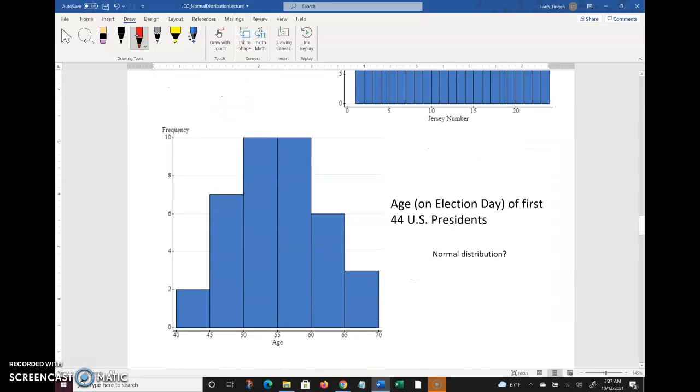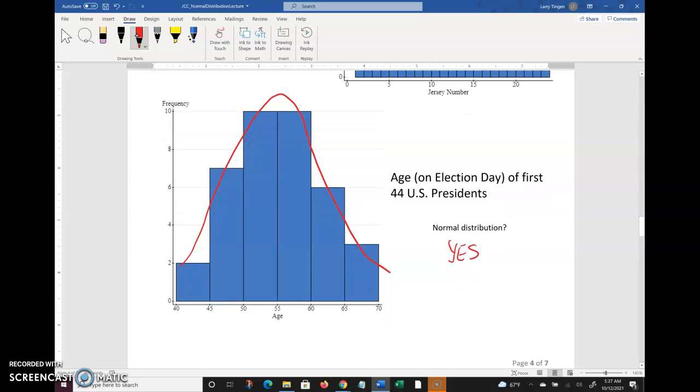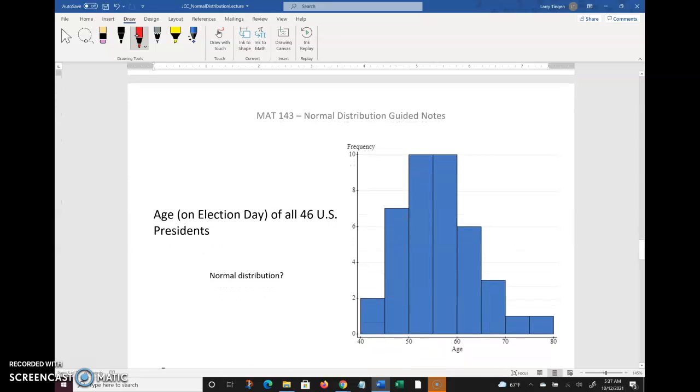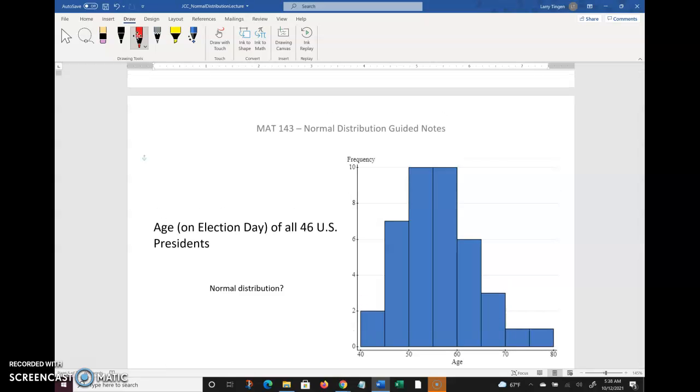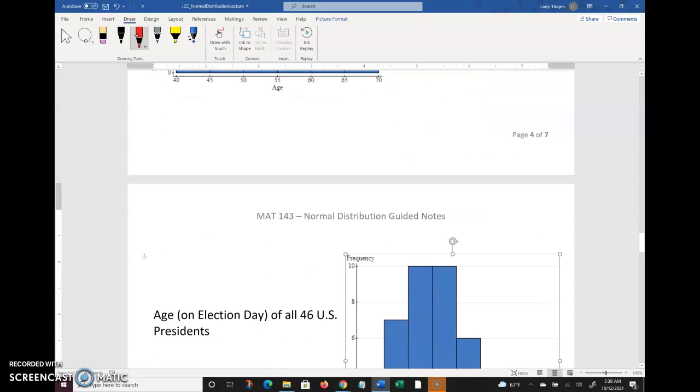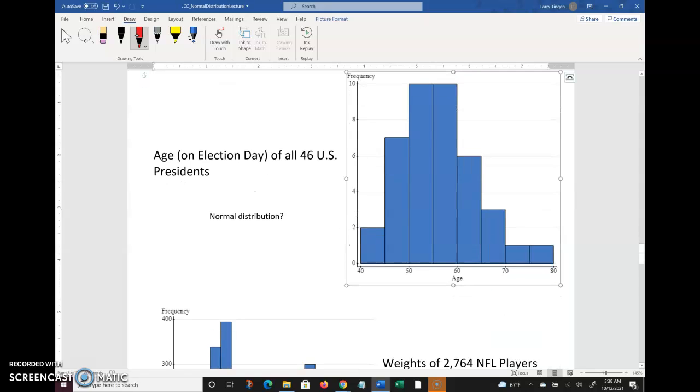This was one of my more interesting data sets that I found. This was the age of the first 44 U.S. presidents on the day they were elected. And once again, we're looking at a great normal distribution. So yes, this one's normally distributed. Now I know there have been 46 presidents, so if I add the next 2, we get a skew to the right. Your data is skewed a bit to the right, and that's because the last 2 presidents have been older. So take a look at where our bar graph ends with 44, and then 45 and 46 lie to the right of that.